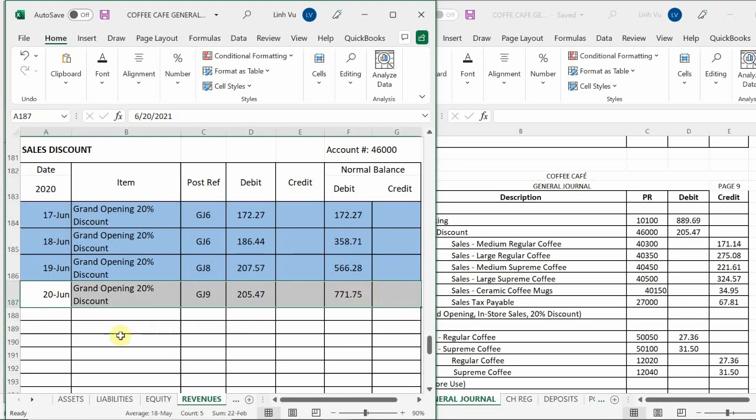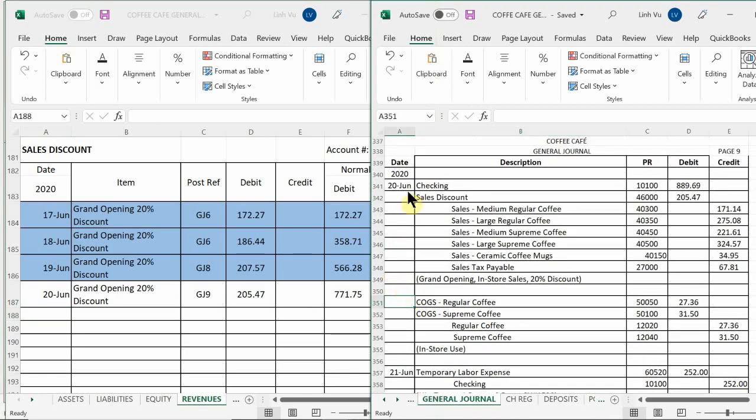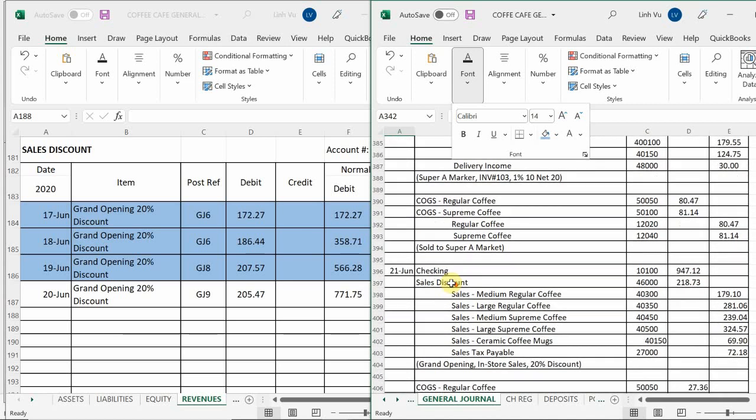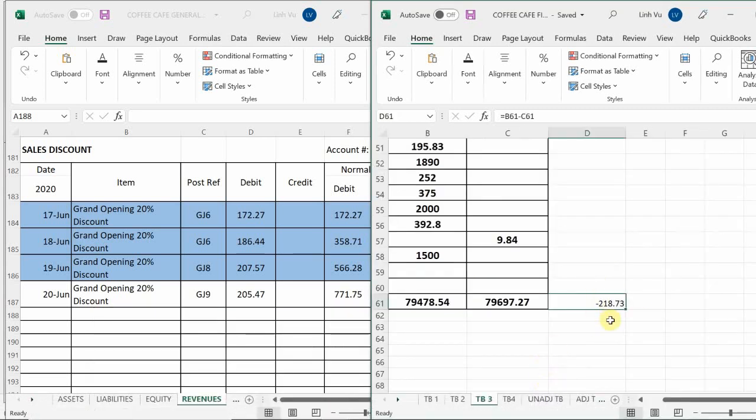Oh, right here. I'm missing a sales discount right here for the 21st. And let's check that value real quick. So I'm gonna put a note here that this is where I stopped. And let's check out that sales discount for the 21st. Sales discount for the 21st was for the $218.73. So that was it, because that's the exact amount that we're missing. So right there, boom.